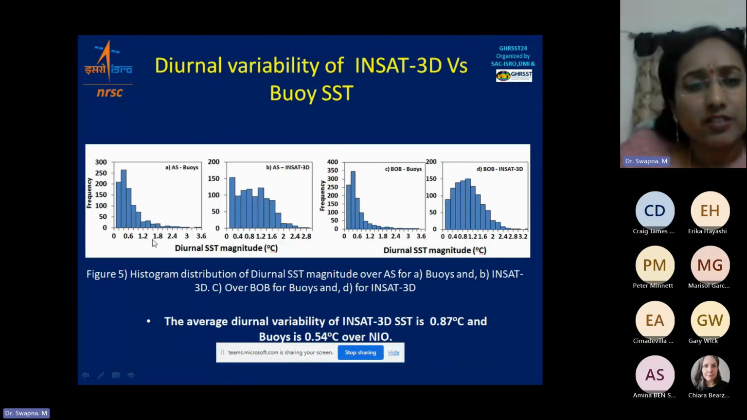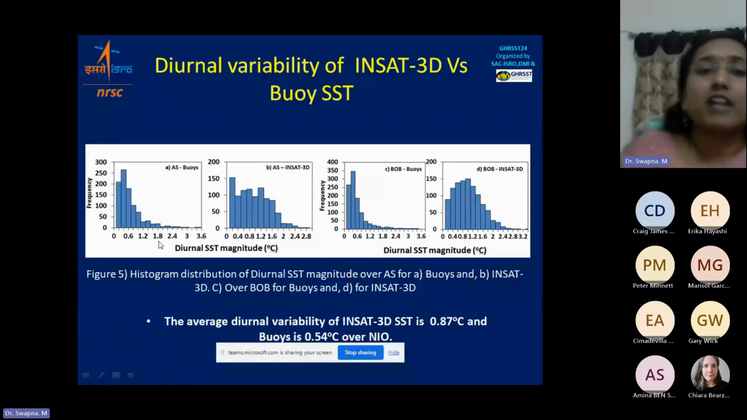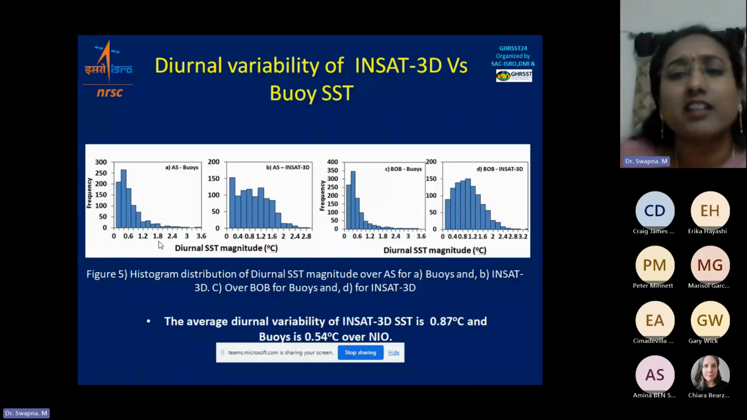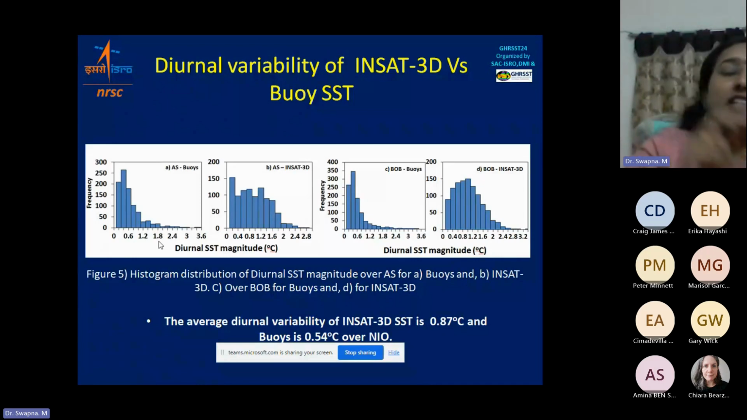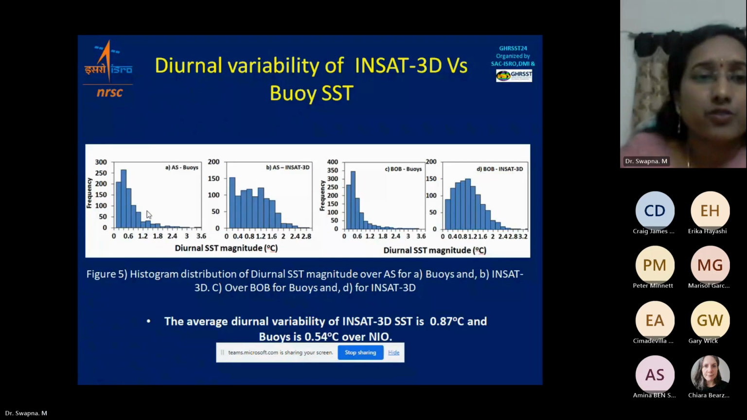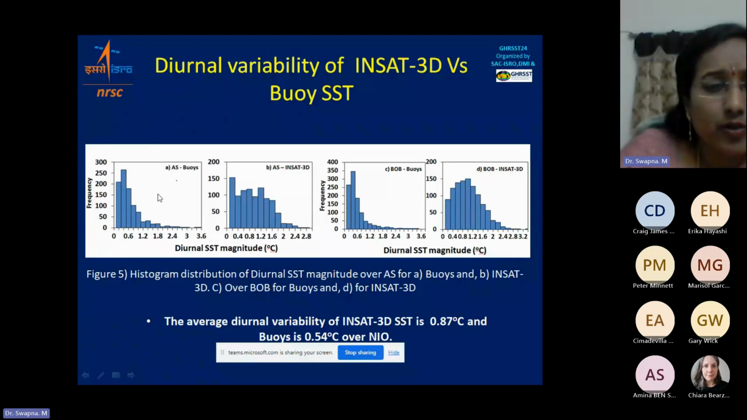And as we know, diurnal variability means we can calculate the diurnal magnitude also, like from the day observations to night observations, what is the difference, what is the magnitude of the diurnal variability. So I have calculated the magnitude of diurnal variability on a daily basis from nighttime observations to daytime observations. I found that the buoys in the Arabian Sea are giving 0.2 to 0.4 diurnal magnitude.